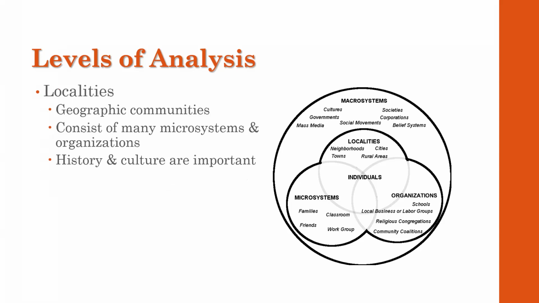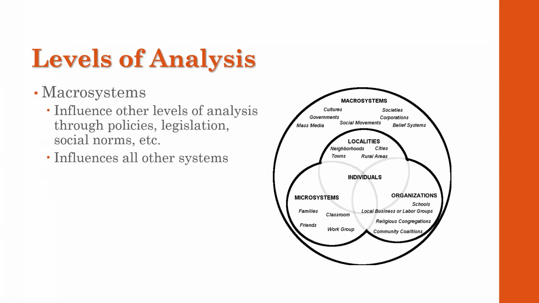Localities can be like organizations, but they tend to contain many organizations, so they're a higher level up. Localities are things like geographic communities. They consist of many microsystems and many organizations, and in localities, history and culture are important. Finally, macrosystems are the larger levels of analysis: things like policy, social norms, legislation, government, mass media, and beliefs. The thing about macrosystems is they influence all the other systems.